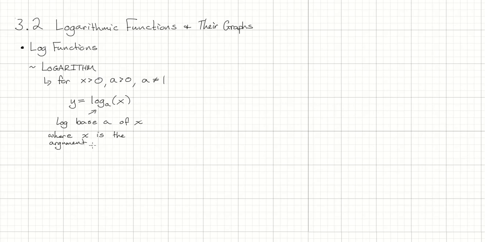Okay. So we get some language in the way that we talk about it. Log base a of x, x is called the argument. Now, whether you have parentheses or not, if it's just one simple argument, doesn't matter. But we'll deal with that as it comes. Okay, here's the other part of our definition. y is equal to log base a of x if and only if.